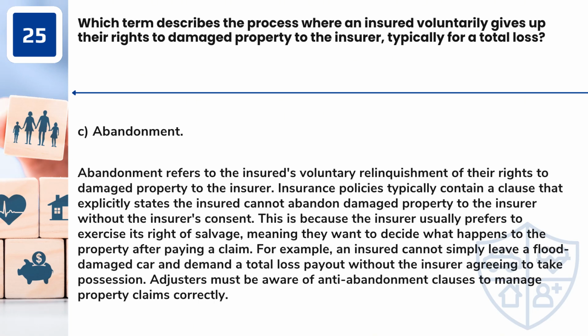Answer: C. Abandonment. Explanation: Abandonment refers to the insured's voluntary relinquishment of their rights to damaged property to the insurer. Insurance policies typically contain a clause that explicitly states the insured cannot abandon damaged property to the insurer without the insurer's consent. This is because the insurer usually prefers to exercise its right of salvage, meaning they want to decide what happens to the property after paying a claim.